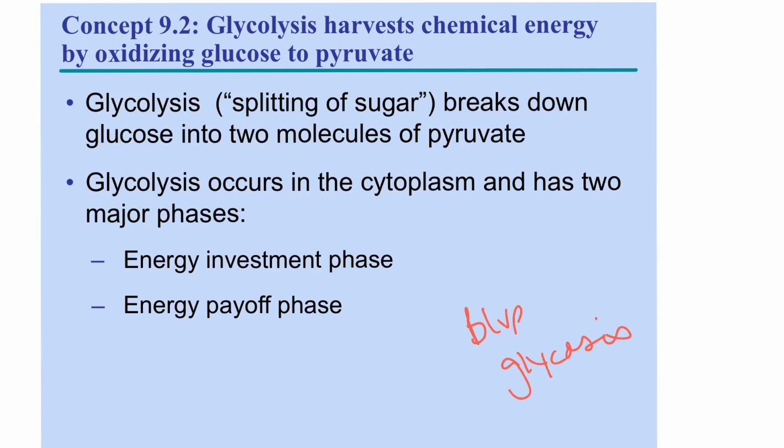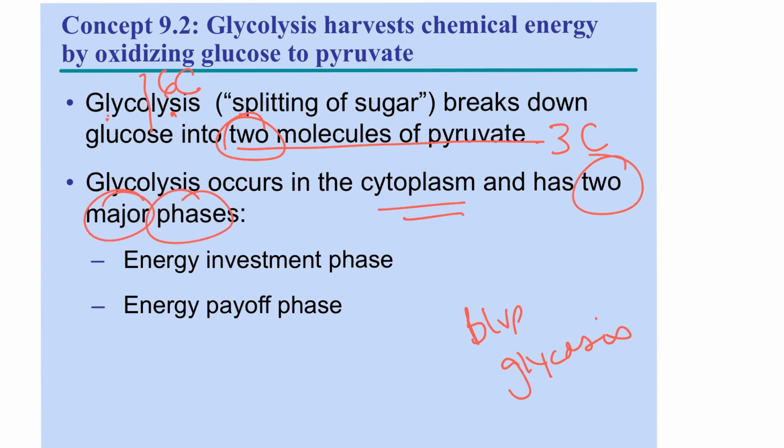So we're going to see glucose. Glycolysis literally means glucose splitting, the splitting of sugar into 2 molecules of pyruvate. Count carbons. There are 6 carbons in glucose, and there are 3 carbons in pyruvate. And because I have 2 of them, I get 6, all right? And so glycolysis occurs in the cytoplasm and has 2 major phases. I invest some ATPs in the first phase, and then I make some ATPs in the second phase.